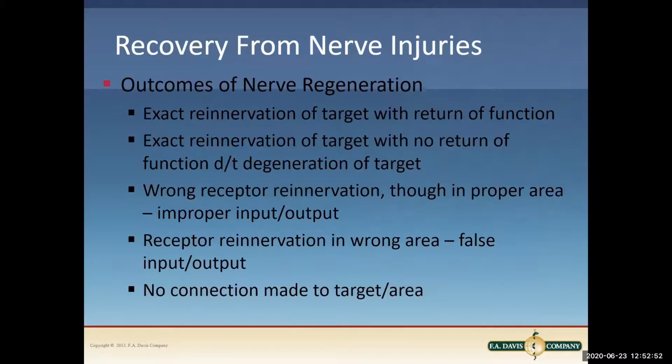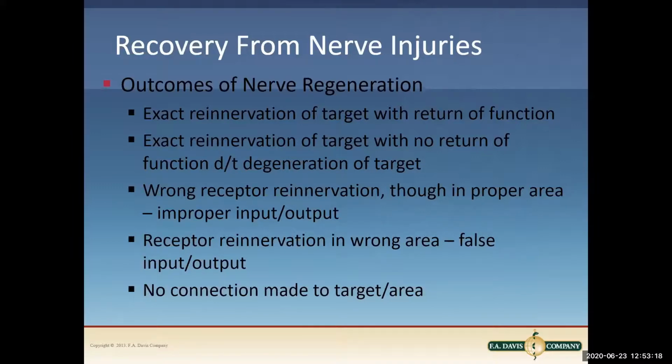We can also have exact reinnervation of that target with no return of function, or degeneration of the target. So maybe it's grown back, but it's been so long now that the biceps has completely wasted away. That's a possibility as well. Well, then they're not going to get elbow flexion back entirely, right? If that's completely gone.